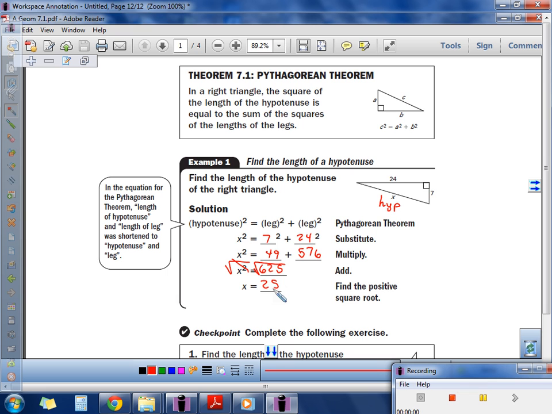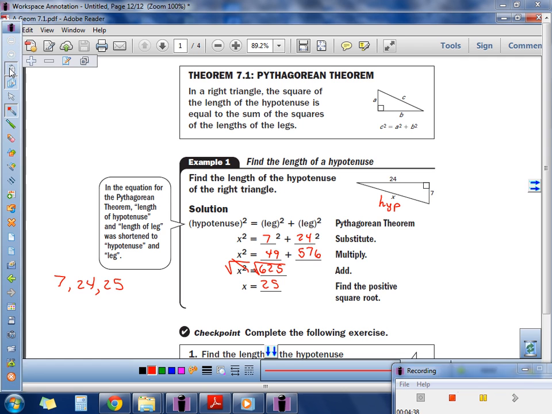Nice clean answer. So what does this tell us? Whenever you have three clean numbers, three integers that work in the Pythagorean Theorem, it's called a Pythagorean triple. So 7, 24, and 25 is another example of a Pythagorean triple you might see occasionally. That 3, 4, 5 one is definitely the most common, the most frequent one you'll see.